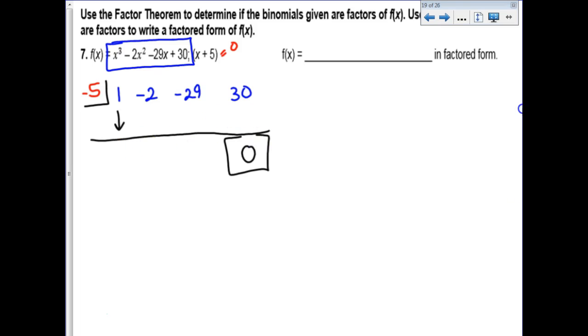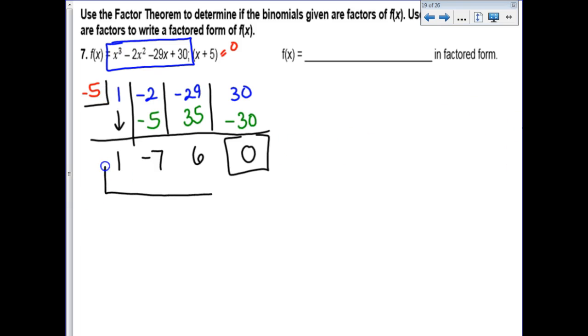All right, here we go. 1 times negative 5 is negative 5. Negative 2 plus negative 5 is negative 7. Negative 7 times negative 5 is positive 35. Negative 29 plus 35 is 6. 6 times negative 5 is negative 30. And it turns out, the teacher didn't lie today and we didn't mess up. The remainder is 0. So that tells me that yes, x plus 5 was a factor.